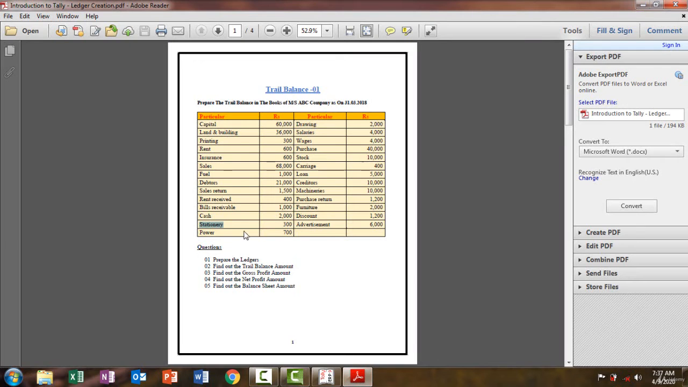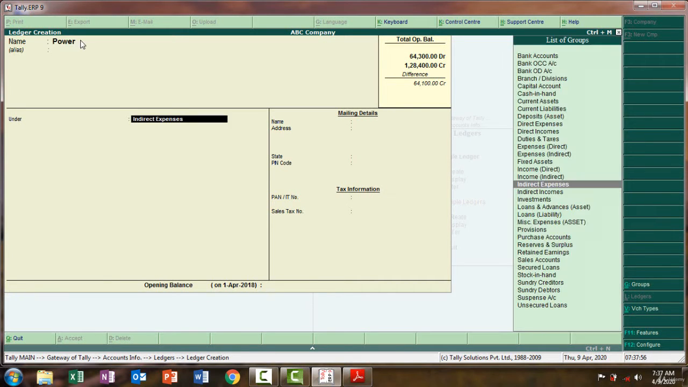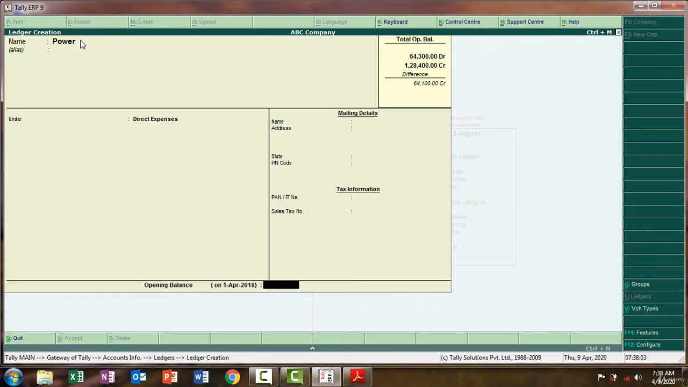The next one is power. Power is direct expenses because it's used for manufacturing related work, so the power is directly dealing with our operational activities. So I'm going to put that power, and it is direct expenses. The amount is 700 debit.